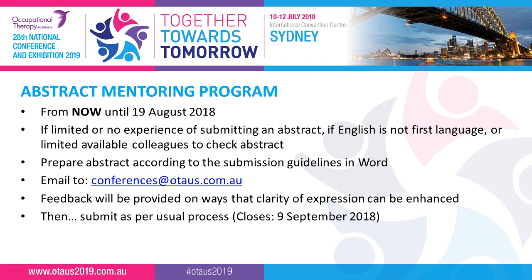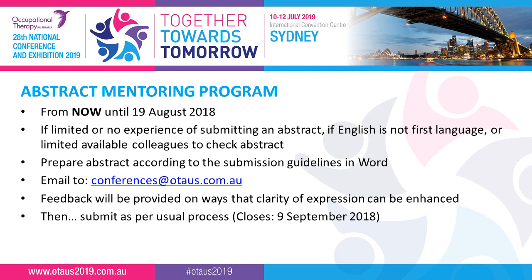To engage with this project, you need to get your skates on and have a draft abstract written by the 19th of August. You prepare your abstract according to the submission guidelines that are on the website, but you put it together in a Word document rather than through the online submission portal. Then you email that abstract to conferences@otos.com.au, and that's with abstract mentoring as the subject line of your email.